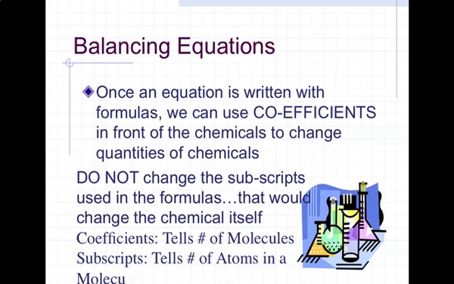We use coefficients in the front of the chemicals, so we use a big number in the front of the compound to change the quantity or the number of moles of that chemical. We are never, ever, ever going to change the subscripts that are used in the formulas, because that's going to change the chemical itself. So the coefficients, the number in front, tells us the number of molecules, and the subscripts, the little bottom numbers that we get from either crisscrossing or looking at the name, tell the number of atoms in the molecule. It should be LE at the end of that.